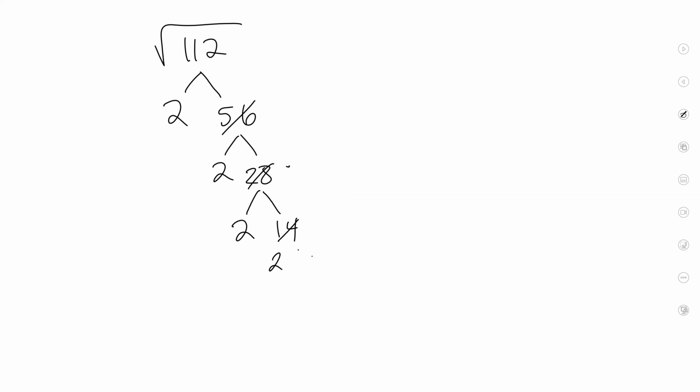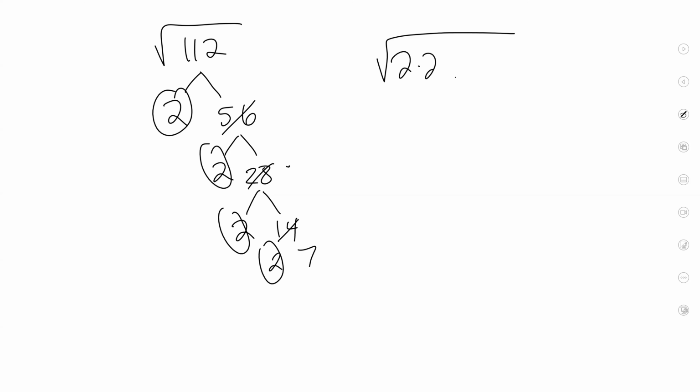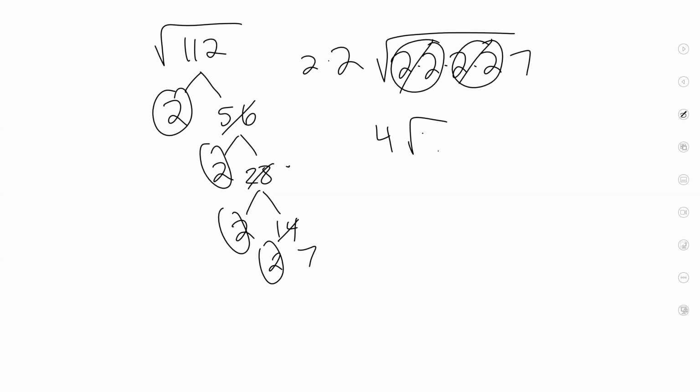2 and 7. Okay, so the smallest parts, you have 2, 2, 2, and 2. That will go in here. And you have a 7. So here's a pair, cross it out. Here's a pair, cross it out. So the outside you have a 4, the inside you have a 7.